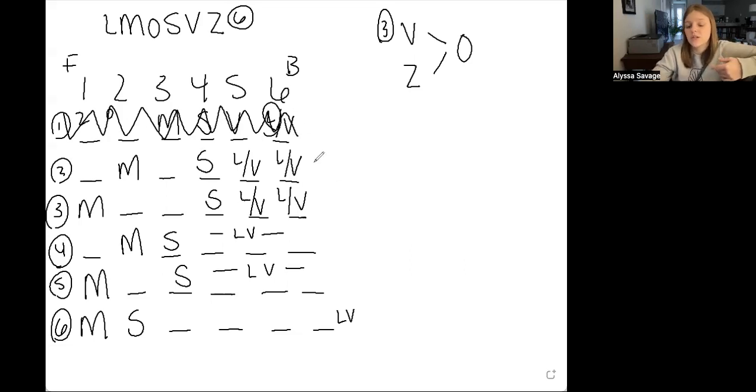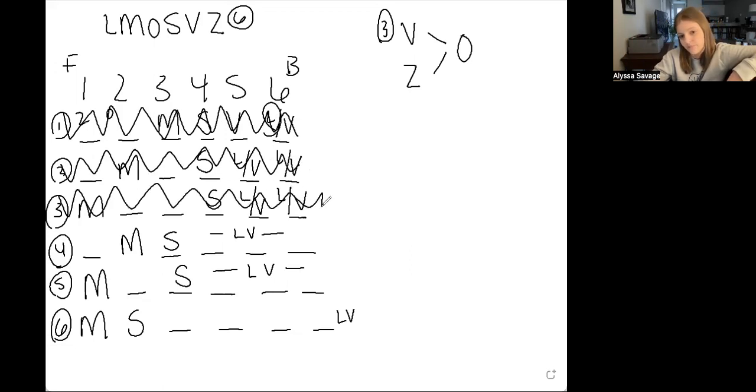And we can actually do that to world 2 and 3 because no matter where we put V, we don't have another spot for O to come after it, regardless of where we put Z. I don't have that spot after V to put O. So scribble out 2, scribble out 3.